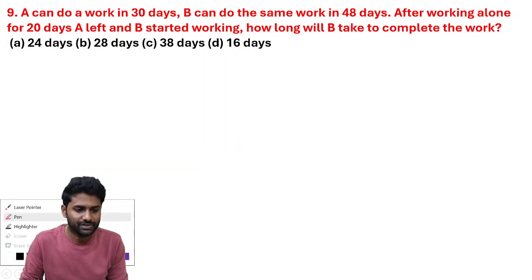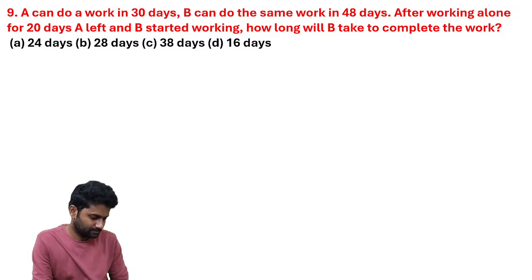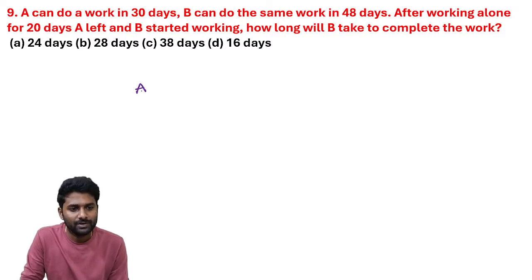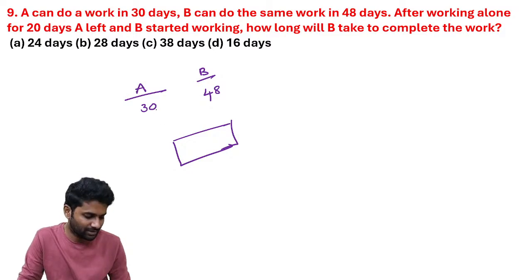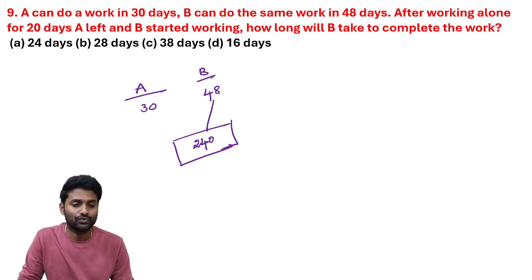Next, let's go for this question from the time and work concept. Now see, A can do a work in 30 days. B can do the same work in 48 days. Let's go for the total work. Total work is the LCM of 30 and 48. Total work is 240 units. So 240 units of work are completed by B in 48 days.